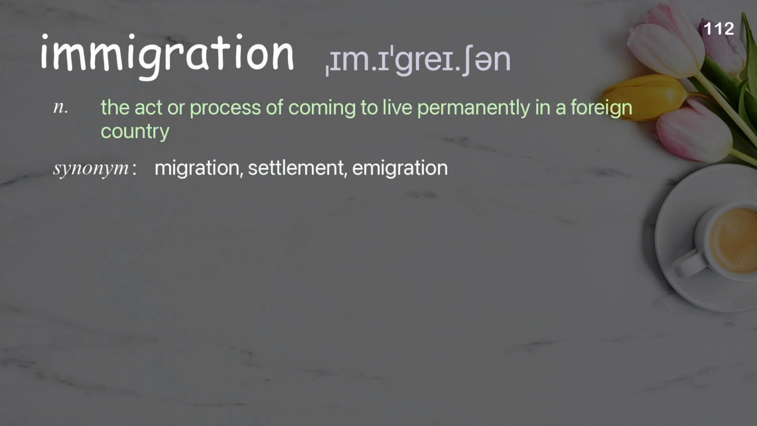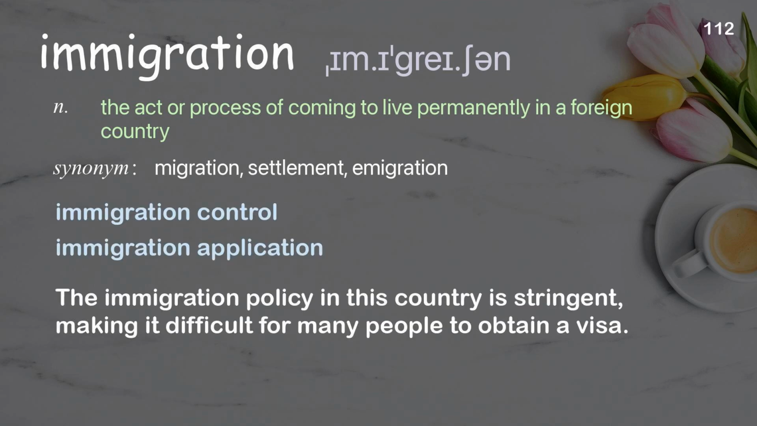Immigration. The act or process of coming to live permanently in a foreign country. Examples. Immigration control. Immigration application. The immigration policy in this country is stringent, making it difficult for many people to obtain a visa.